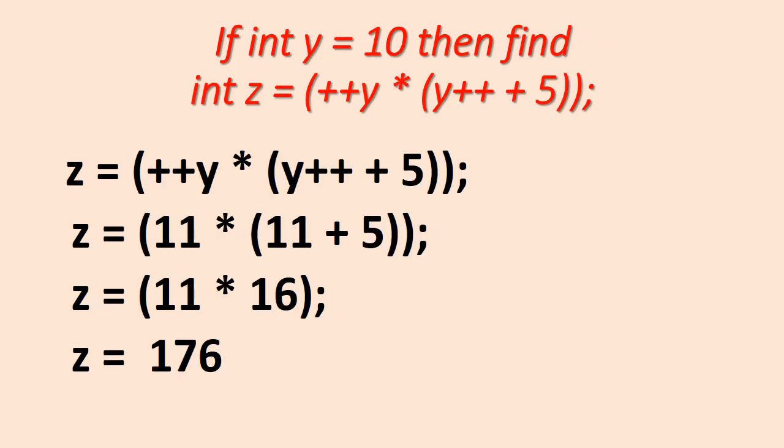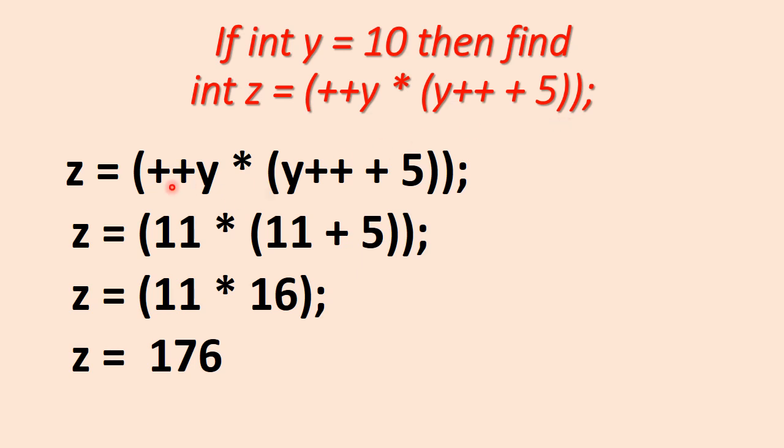Now let's see one more example. If int y, there is a variable y, it is of integer type and its value is 10. Then we have to find out the value of z. This is also of integer type, and the expression given is z is equal to plus plus y in the bracket, plus plus y multiply, then again one more bracket, y plus plus, and this is the addition sign, plus 5. Okay, and now we will close both the brackets.